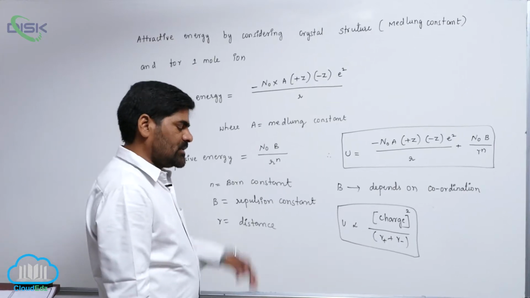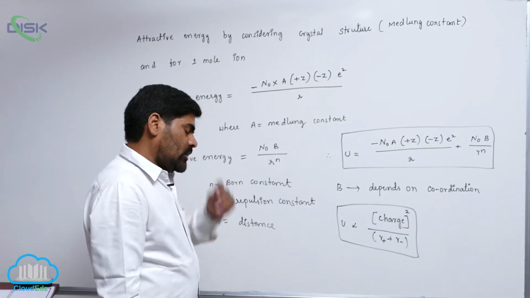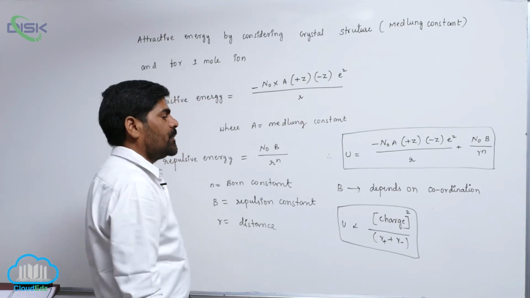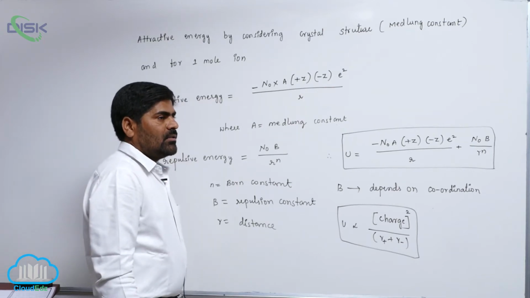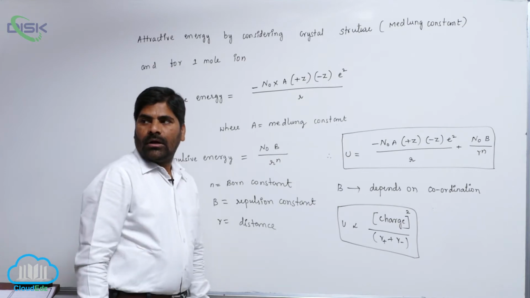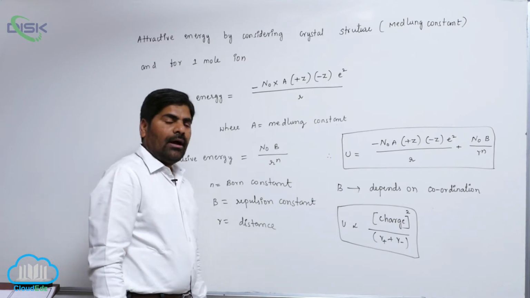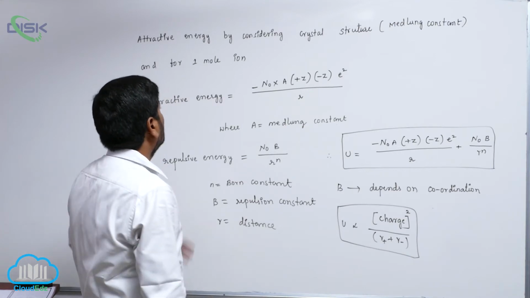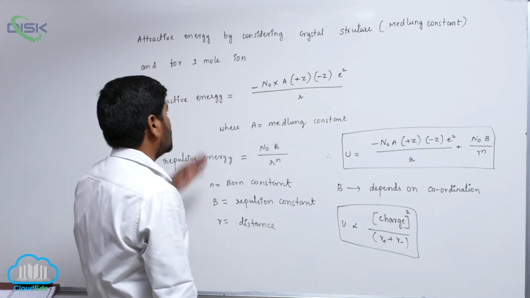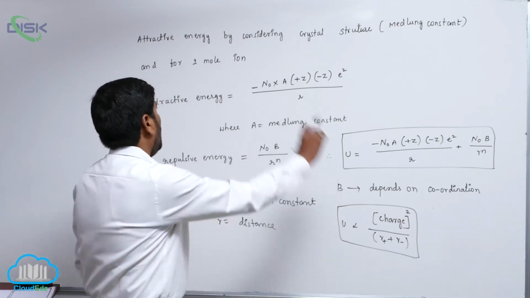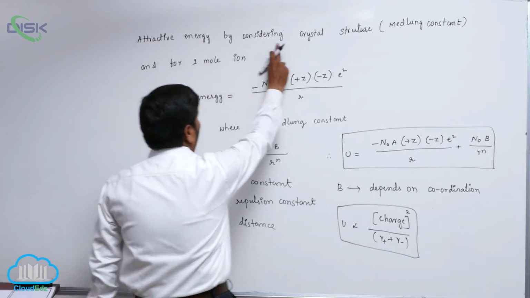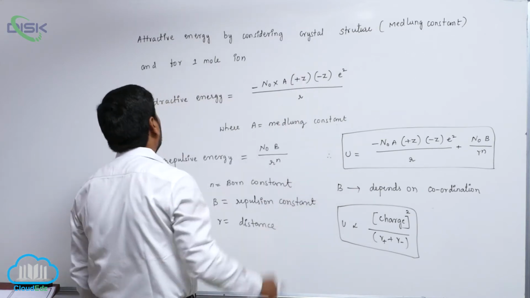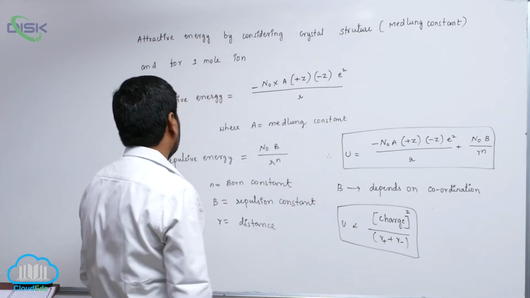So yesterday I discussed the definition of lattice energy. Lattice energy is mainly calculated as the sum of attractive force energy as well as repulsive force energy. So the attractive energy, by considering an ionic crystal, uses the Madelung constant for 1 mole of ions.